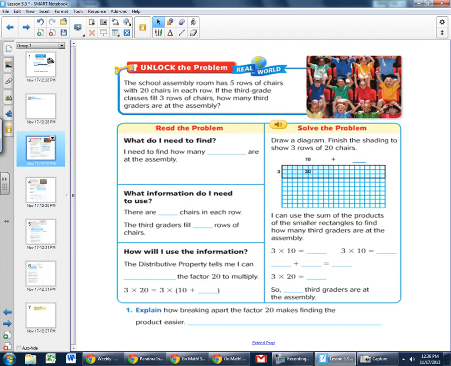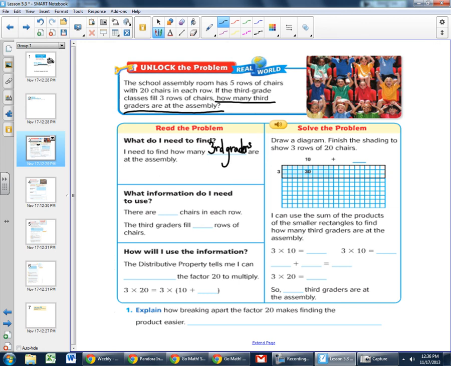Looking at our first page, page 191. The school assembly room has 5 rows of chairs with 20 chairs in each row. If the third grade classes fill 3 rows of chairs, how many third graders are there at the assembly? So reading the problem again, what do you need to find? I need to find how many, it tells me how many, right there are keywords, third graders are at the assembly. They don't give us much room, especially when you're writing with a marker like I am, so make sure you put that in nicely. Third graders are at the assembly.